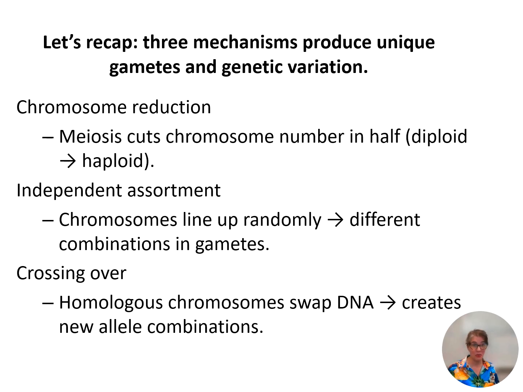So, let's recap. We have three mechanisms that produce unique gametes and genetic variation. We have chromosome reduction, independent assortment, and crossing over. And all three of these lead to that really neat genetic variation that helps keep our population, for humans, stable and diverse.